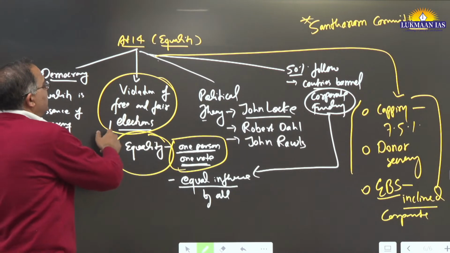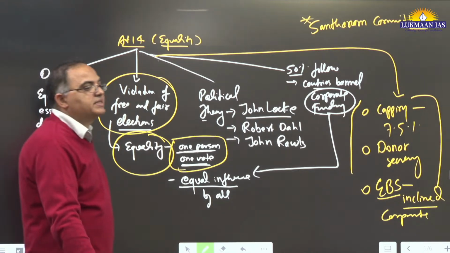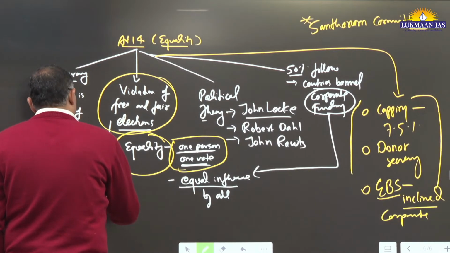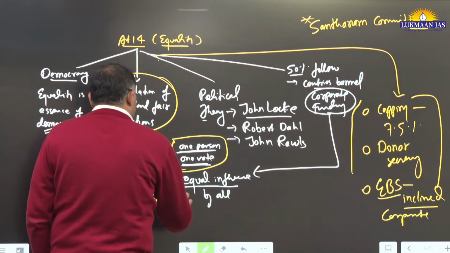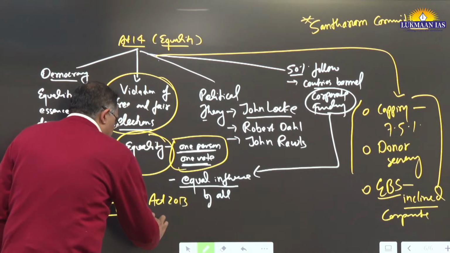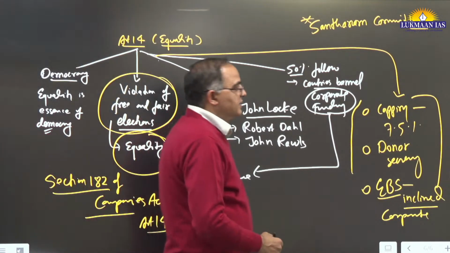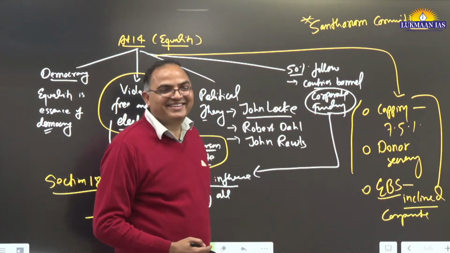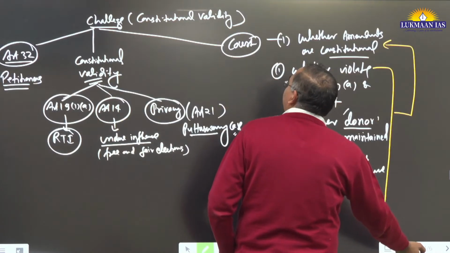And on this ground, they have said that the amendments violate Article 14. So basically, here they will say this. It will be related to section 182 of the Companies Act. This amendment is violative of Article 14. And that is how they say it is enough to declare it unconstitutional. But let's take the other questions that we have written.